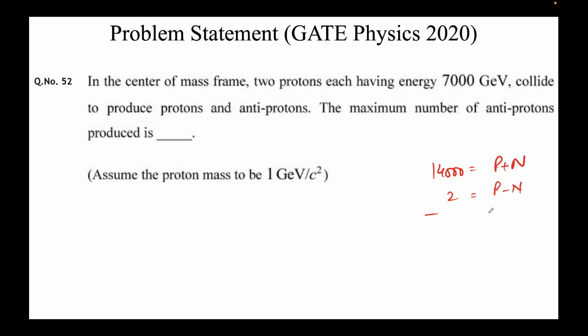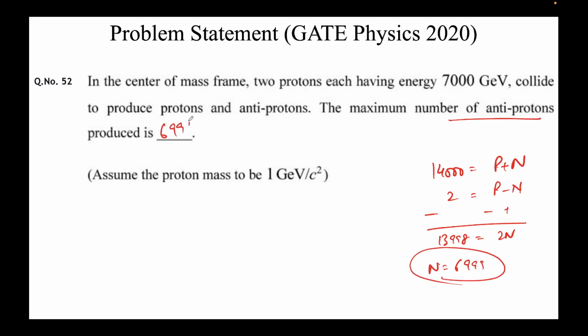If we subtract the second expression from the first, we get 13,998 equal to 2n, and n comes out to be 6,999. This is what was required, the maximum number of antiprotons: 6,999. I'll reiterate that this was possible because we assumed that all the energy of the reactants goes into producing the products. If we want to produce the maximum number of antiprotons, the best case scenario is that all those products are at rest, so that maximum energy can go into the rest energy of the products. So the answer is 6,999.